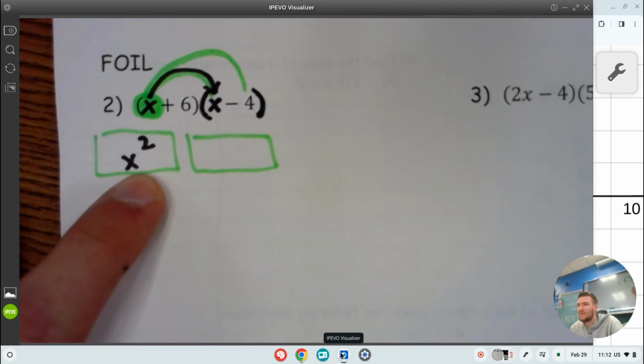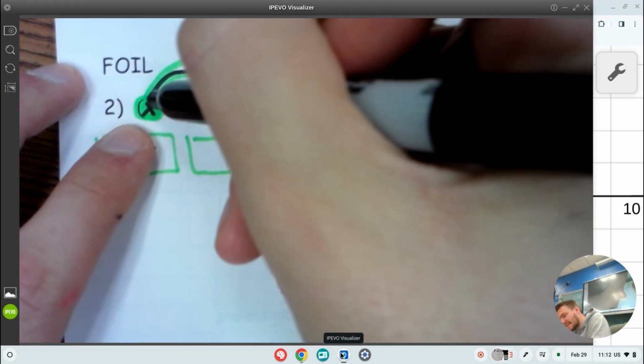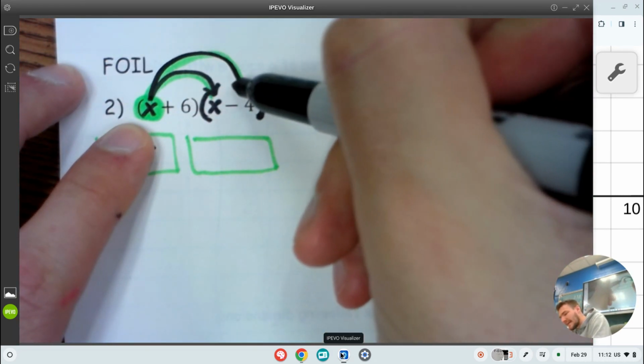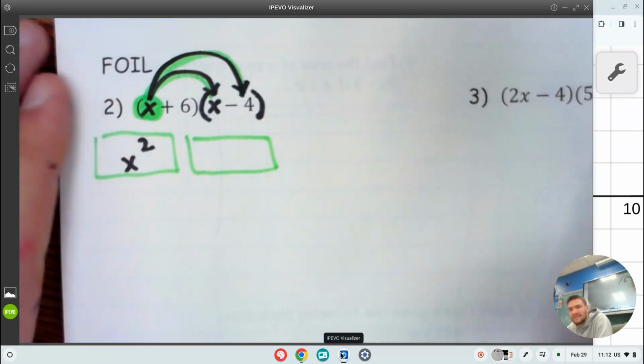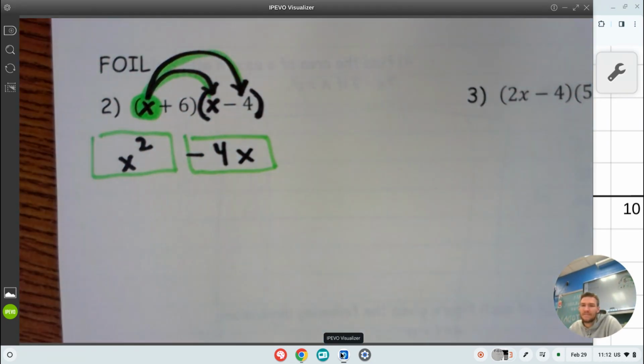This first term is your x squared. Up next, we're going to take the x all the way to the negative 4. What is x times negative 4? You just put negative 4x. Okay?